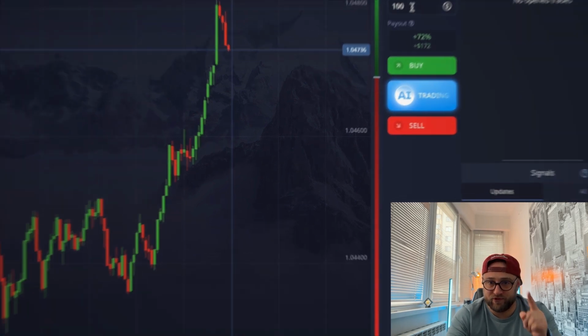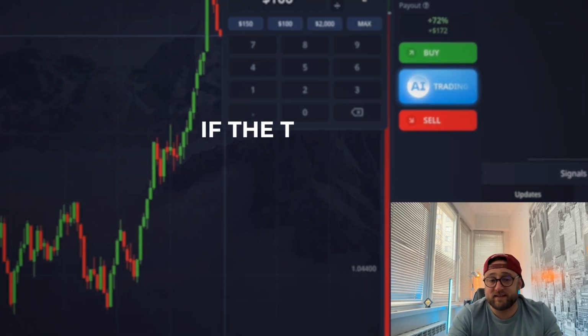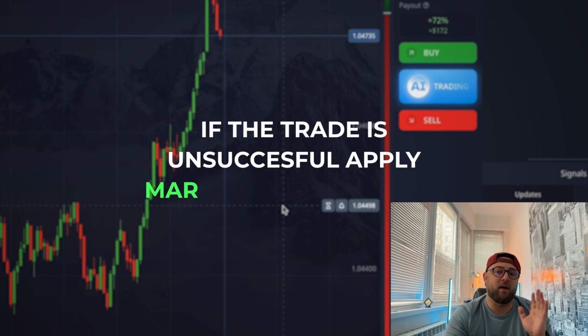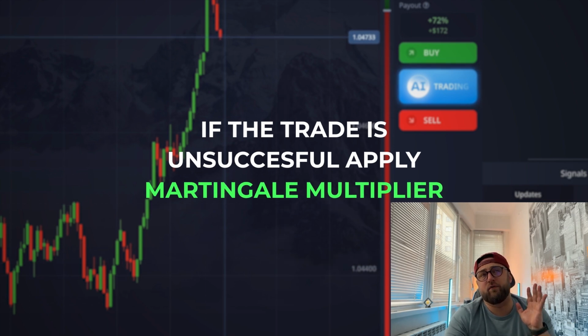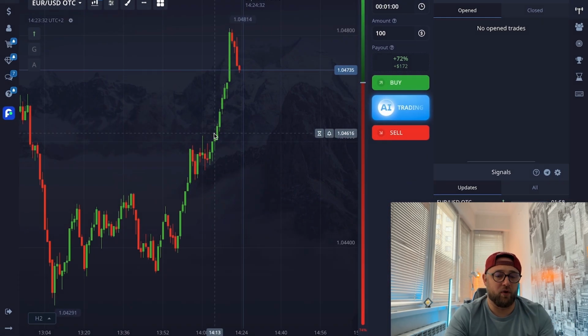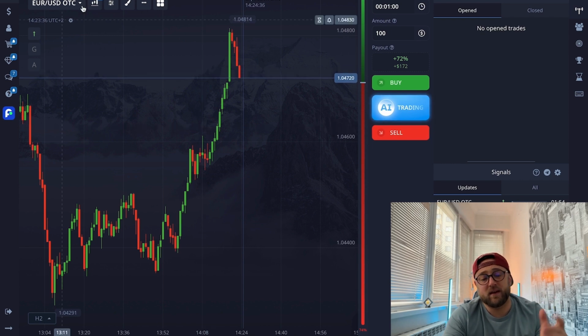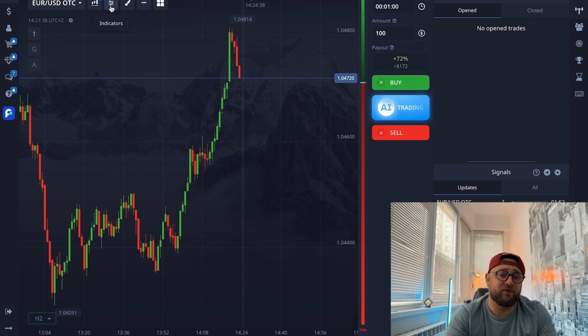Here's how I will do it. If a trade is successful, I'll increase the next trade to 20% of the balance. If it loses, I'll apply a martingale multiplier of 2.5, but only up to 3 levels maximum. After that, I reset back to the base trade of $100.